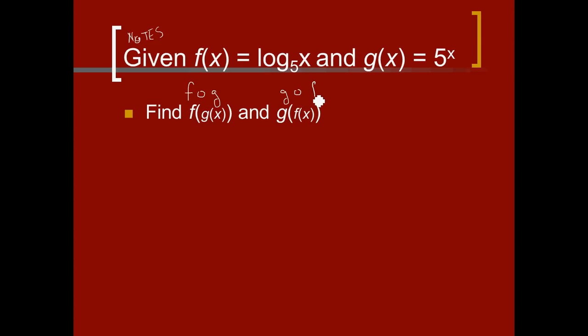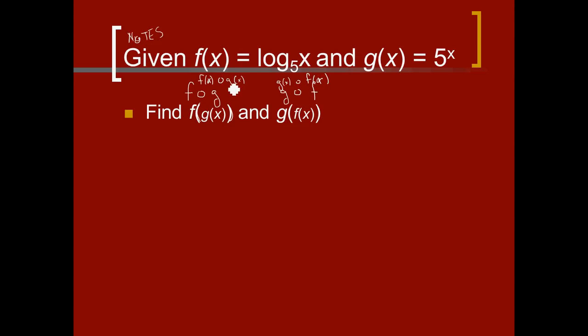G composed with F. Of course, technically, I think I should write this as F of X composed with G of X, or G of X composed with F of X. So this big fat open circle means composition. You are responsible for that notation. Either way, it's F composed with G or G composed with F.